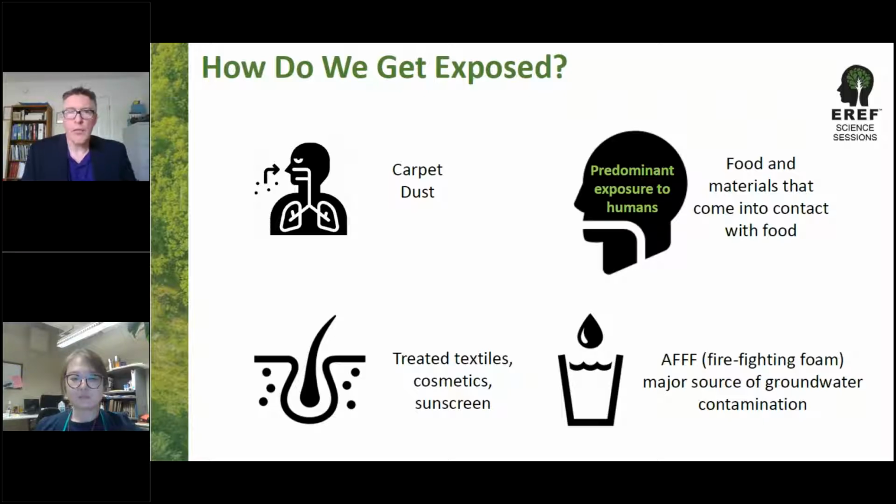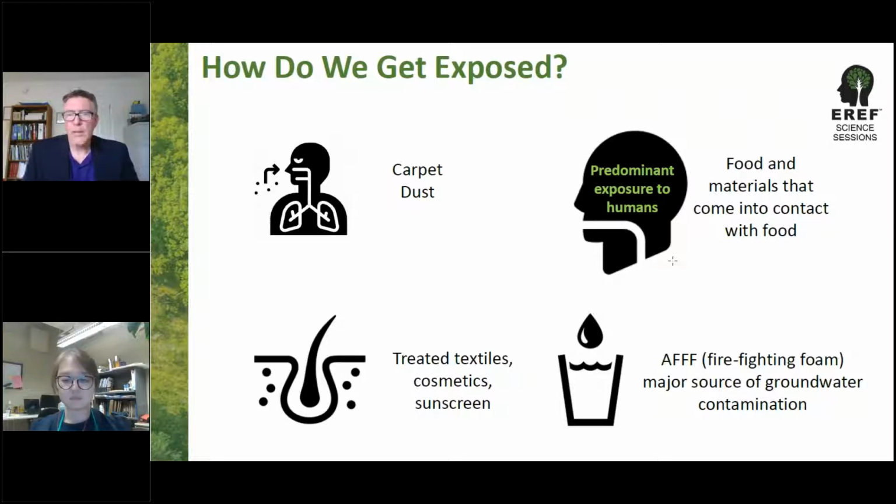If you have carpet in your house that has been treated with a stain-resistant chemical, more often than not that chemical would contain PFAS. Over time, as you walk through the carpet, you'll breathe that in. Dermal exposure has also been noted, although the science suggests that's not a primary exposure pathway. But certainly with treated textiles, clothing, and sunscreen, your skin might come into contact with them, and that's another potential exposure pathway.